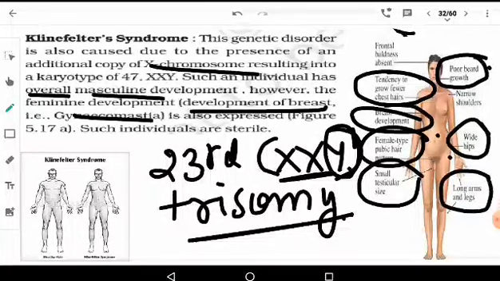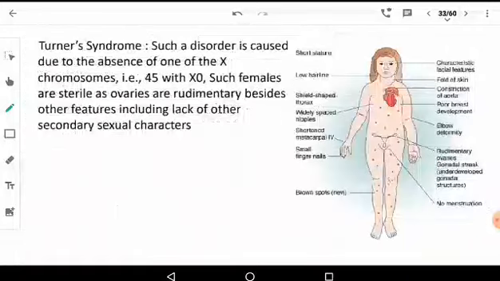These are some of the characteristics which affect these individuals, and these individuals are going to be sterile because, as you can see over here, the testicles are not well developed. They are very poorly developed, and as a result they are going to be sterile. The last disease that we have to discuss over here is Turner syndrome. Now, what is Turner syndrome?